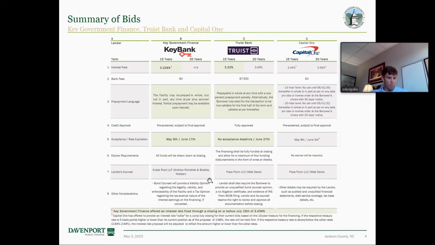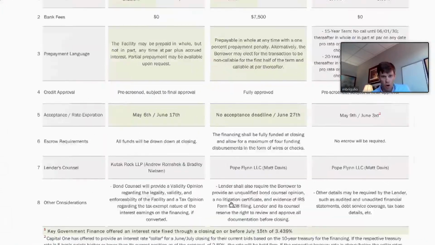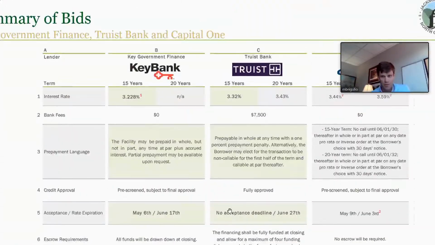So a summary of the proposals we received is on page 4. And y'all, please feel free to stop me with questions along the way, or if it's too small, let me know. I'm going to try and zoom in here. But a summary of the proposals we received is on the screen. A couple of key terms and conditions I'd like to highlight for you.